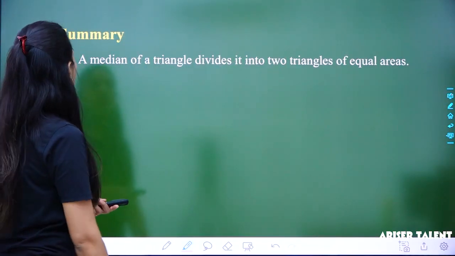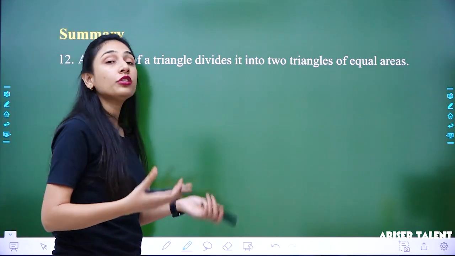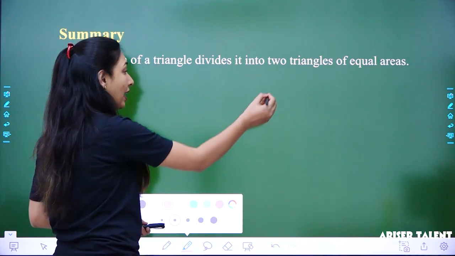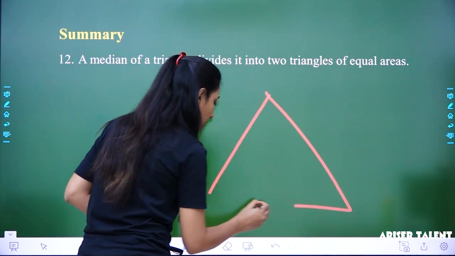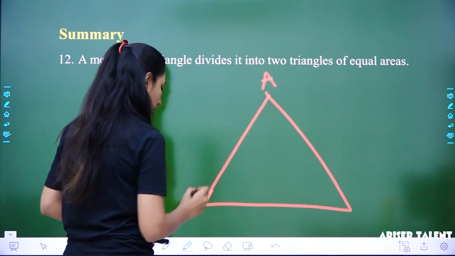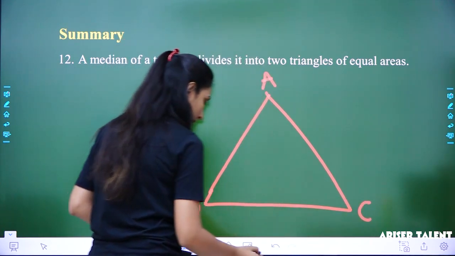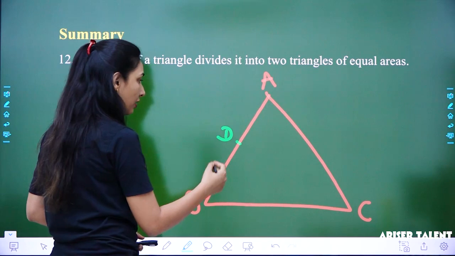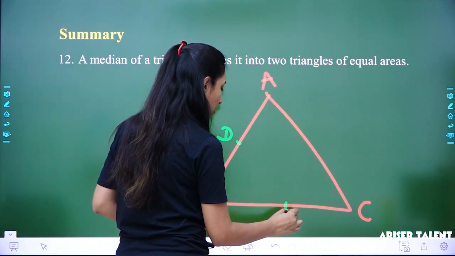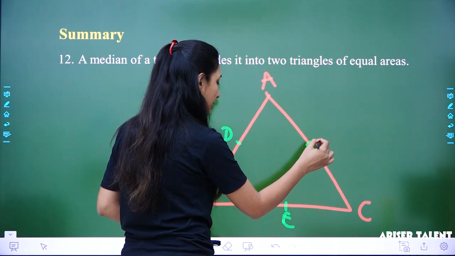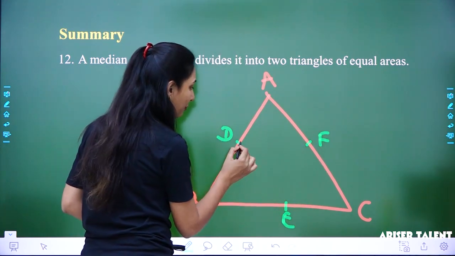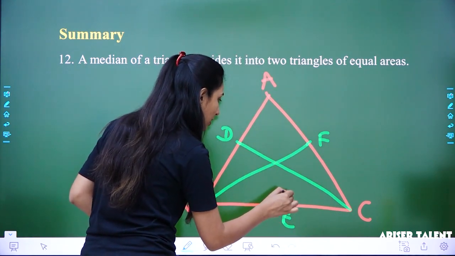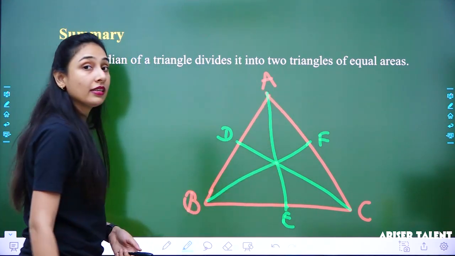Next, a median of a triangle divides it into two triangles of equal areas. This is going to be very important, students, because we have done some questions based on it too. If I have these vertices A, B, C, the midpoint of AB is D, the midpoint of BC is E, and the midpoint of AC is F. Now, we are going to have medians from the vertices. They will intersect at the same point.